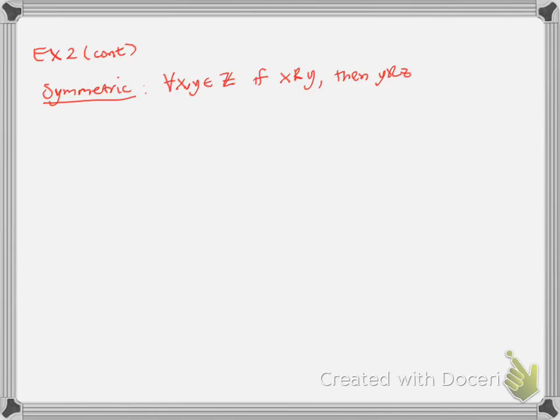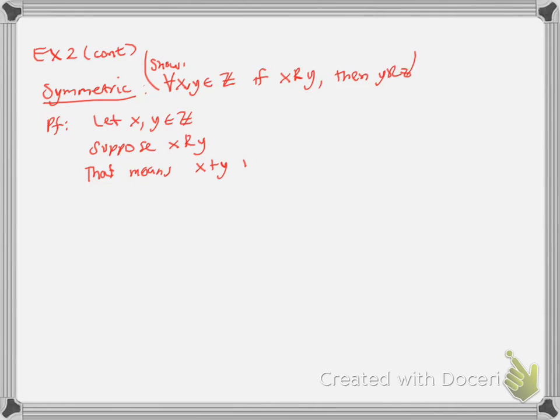Okay, so we're moving on to symmetric now. And this one is for all x, y belonging to Z, if x relates y, then y relates x. This is what we need to show, right? And so the proof is, well, let x, y belong to the integers. Suppose x relates y. Well, what does that mean? That means, according to this relation, that x plus y is even.